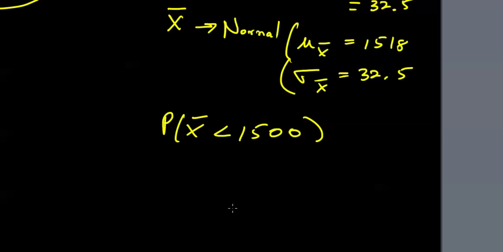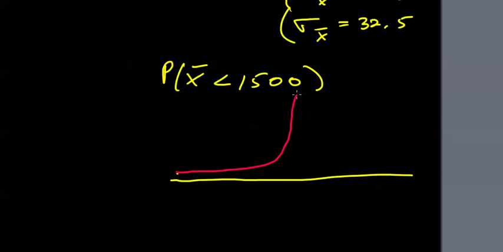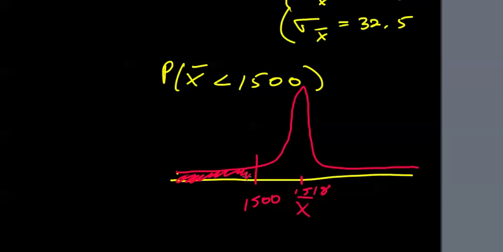Well, again, let me draw a little bit of a picture. I'll draw a sharper, narrower distribution of x bar values, indicating we're talking about sample means here. The mean is still going to be 1518. 1500 is somewhere here, and this is the area I seek here.